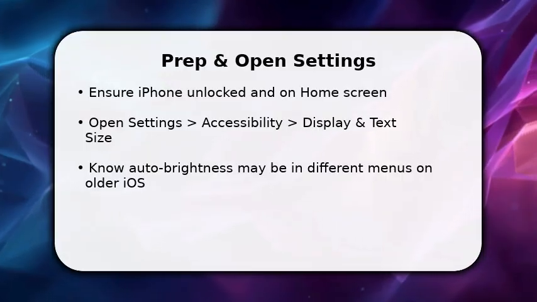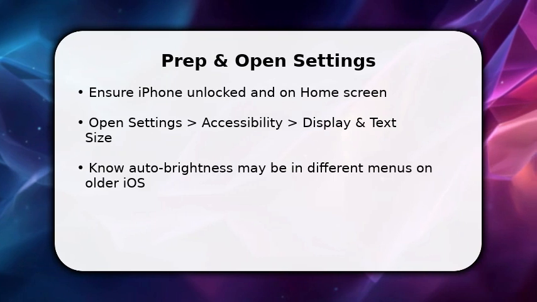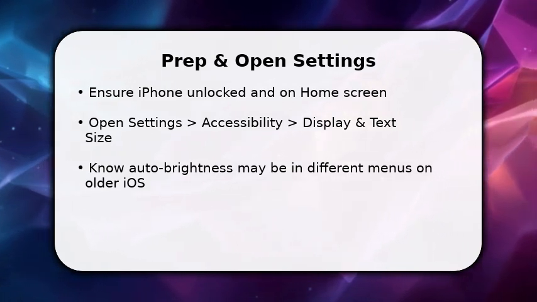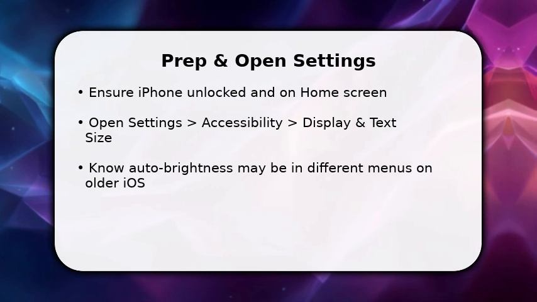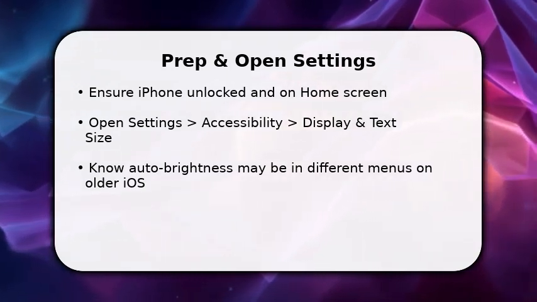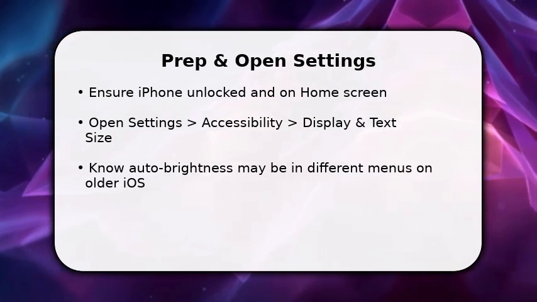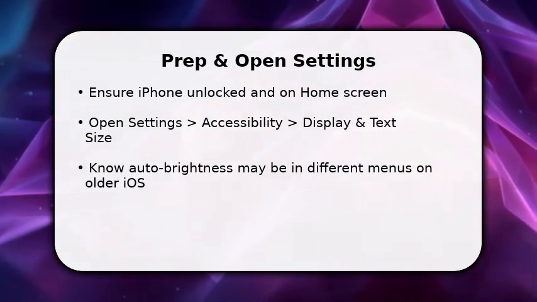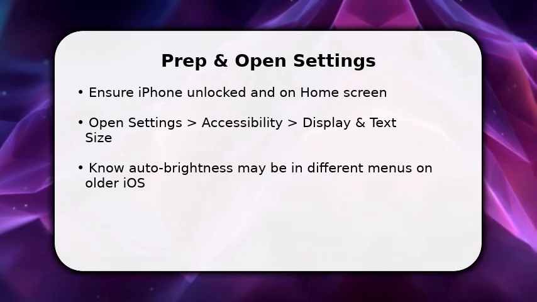You'll start by opening settings and getting to display controls quickly. Tap accessibility, then display and text size. This moves you past control center shortcuts so you can change the core behavior. Once there, locate auto brightness. Older iOS may keep it under display and brightness instead, so check both.